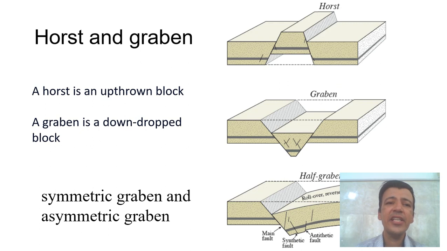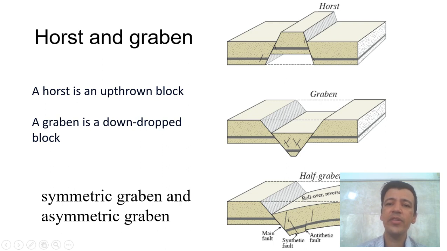You can see the definition of Horst and Graben. What is Horst? What is Graben? Horst is any upthrown block. You can see in this displacement we have a horst.